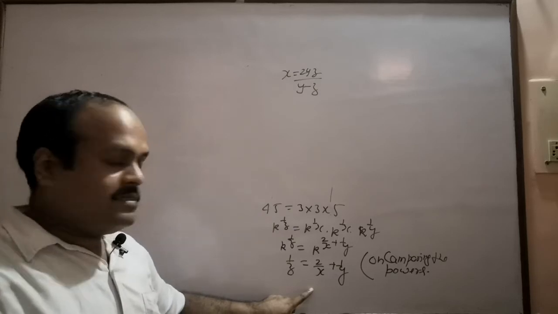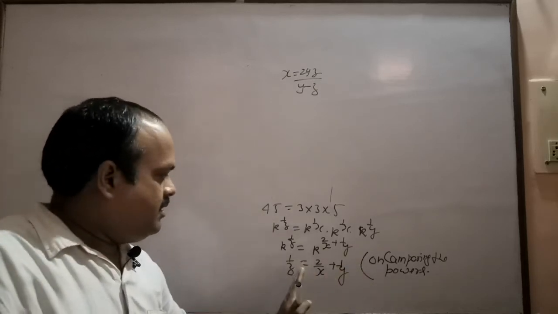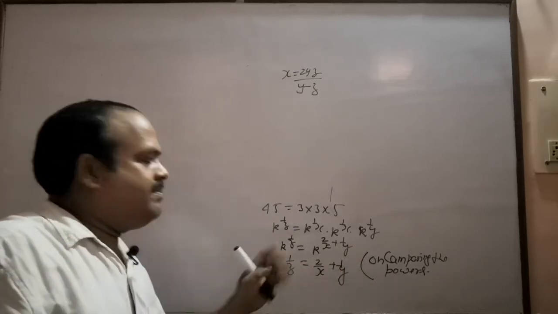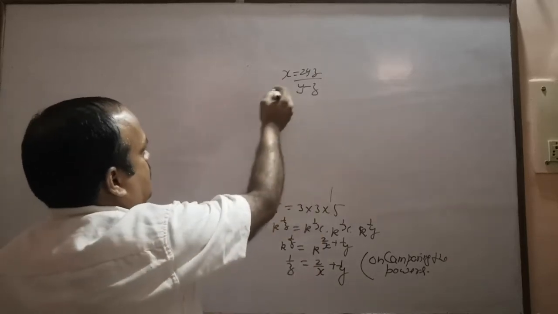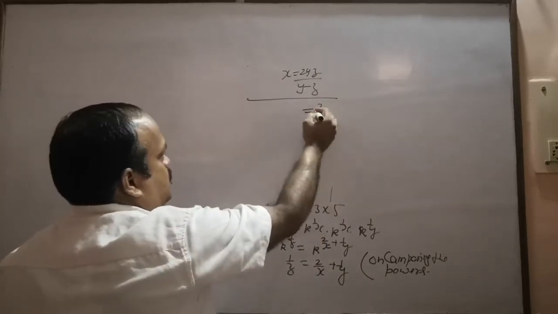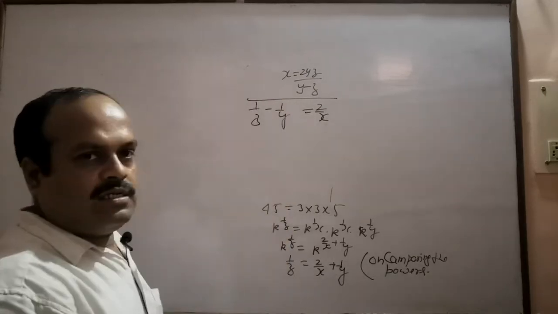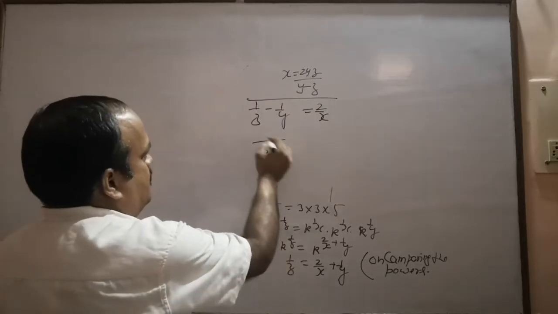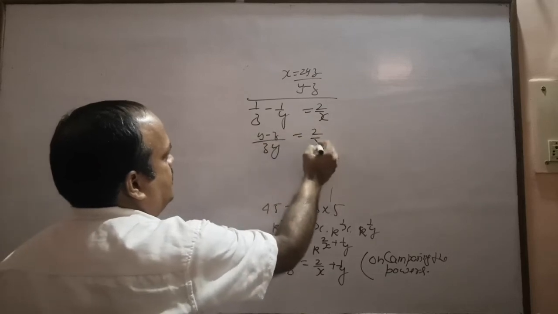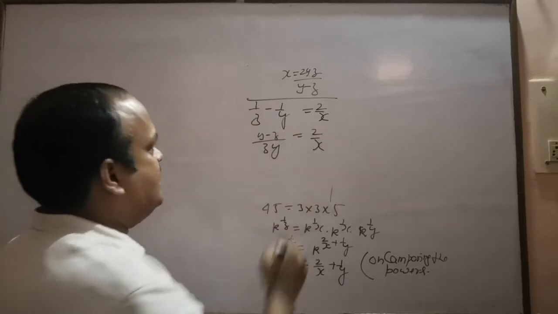So to make x the subject, send this to the other side. 2 by x equals to 1 by z minus 1 by y. Take LCM. You will get y minus z. Take the reciprocal of both the sides.